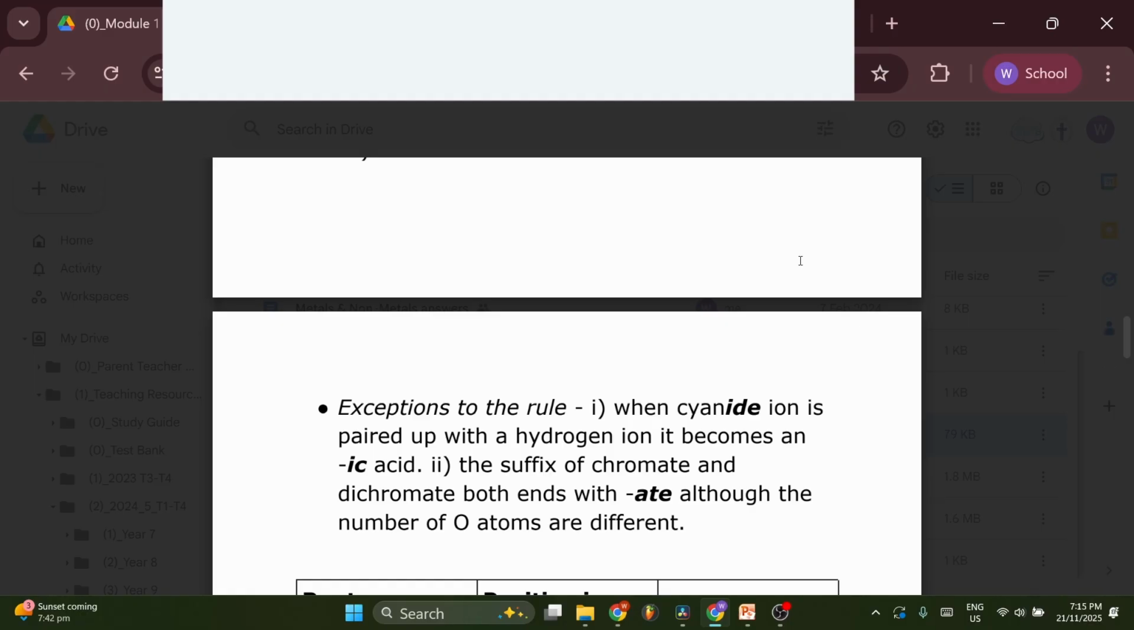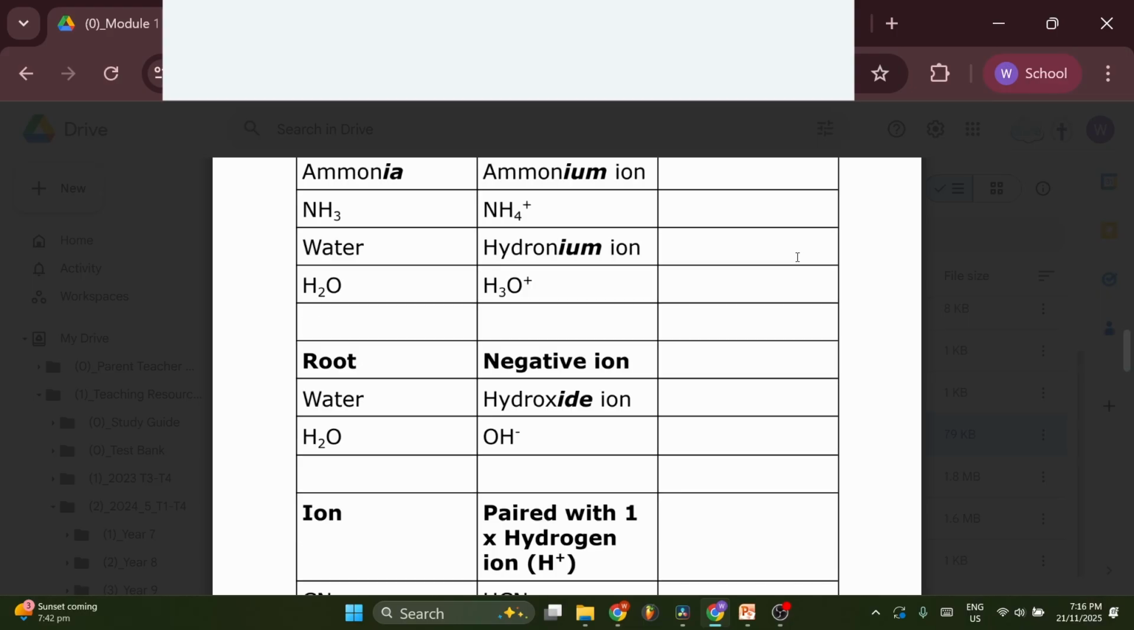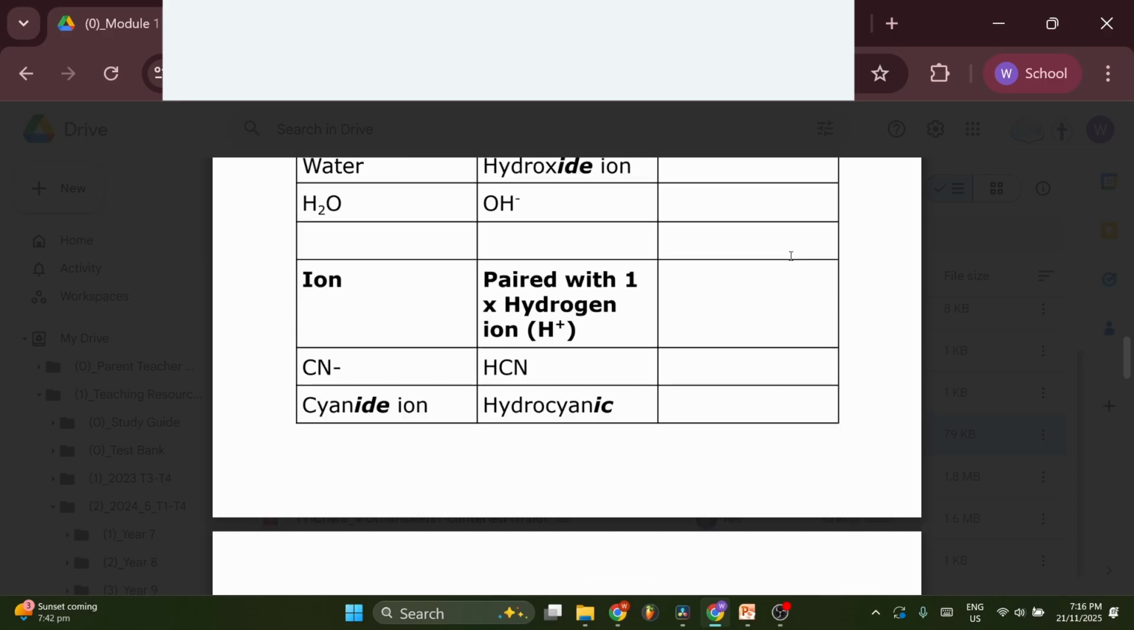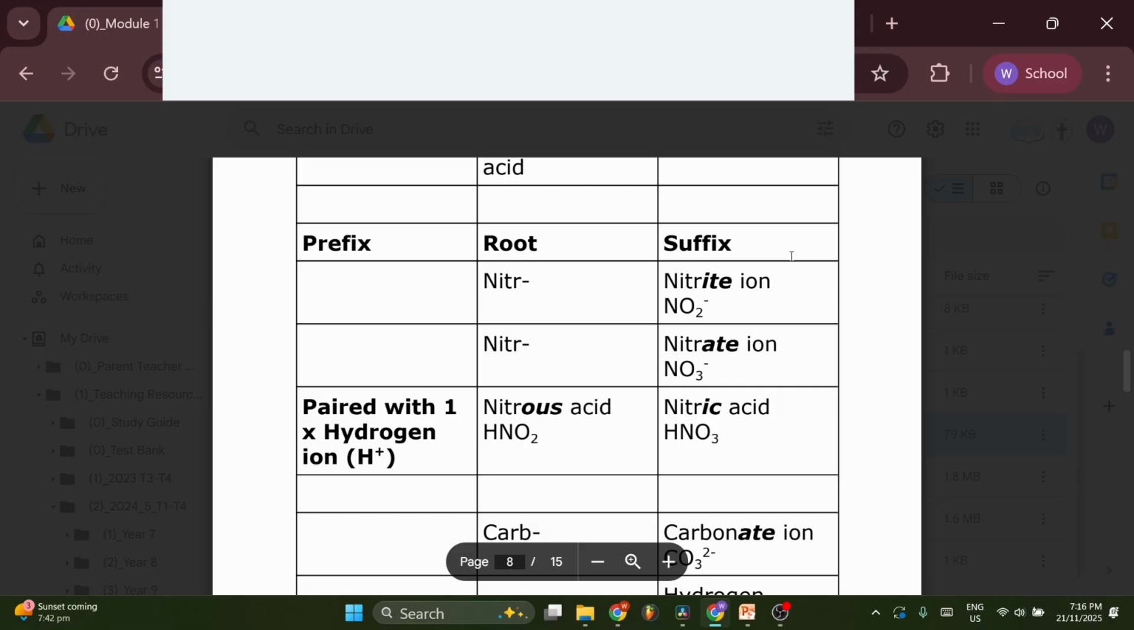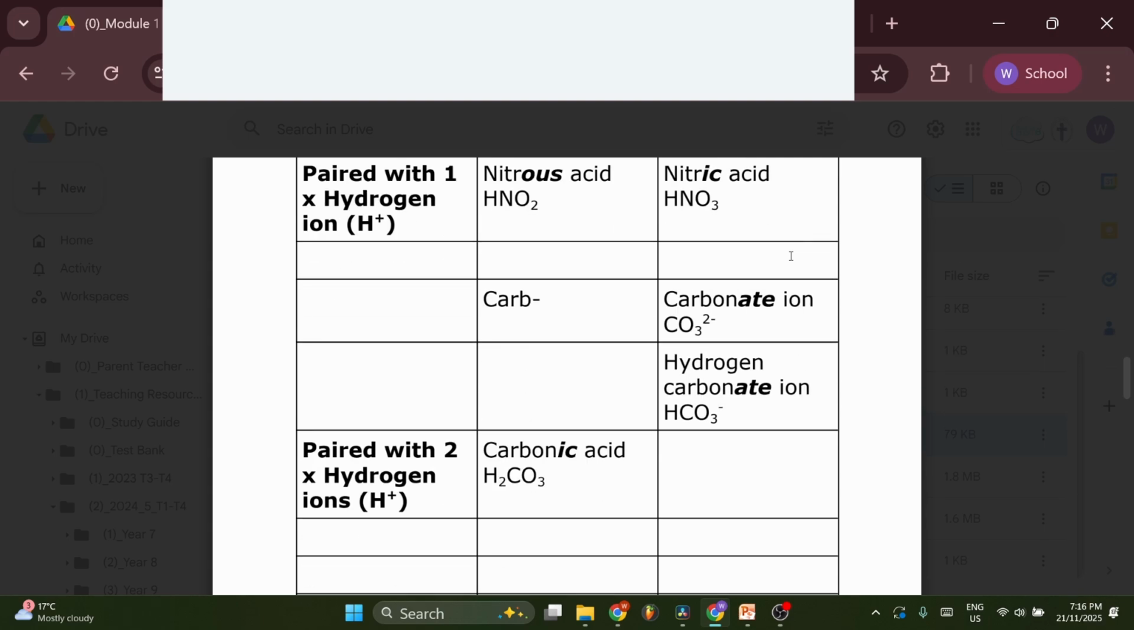The suffix of chromate and dichromate both ends with ate, although the number of oxygen atoms are different. Ammonia is ammonium, water is hydronium, water negative ion is hydroxide ion, cyanide is hydrocyanic acid, nitrite NO2-, nitrate NO3-, from nitrite to nitrous acid, from nitrate to nitric acid. Carbonate, hydrogen carbonate, carbonic acid.